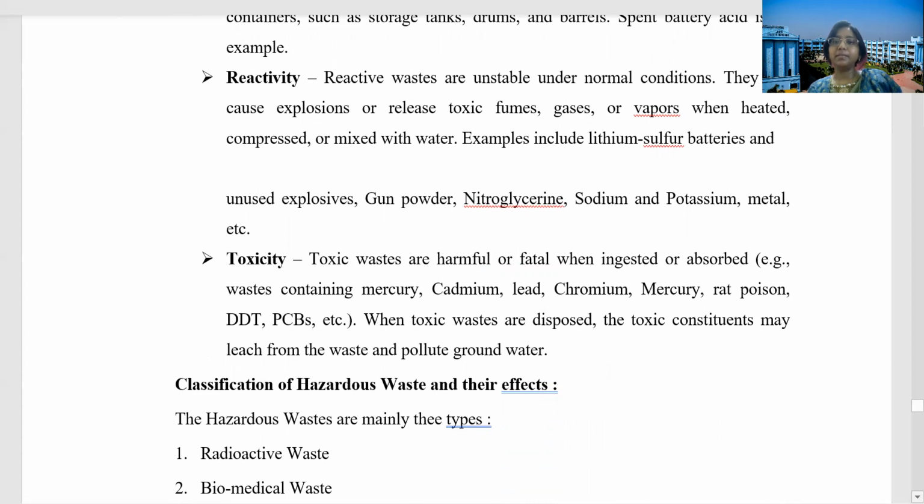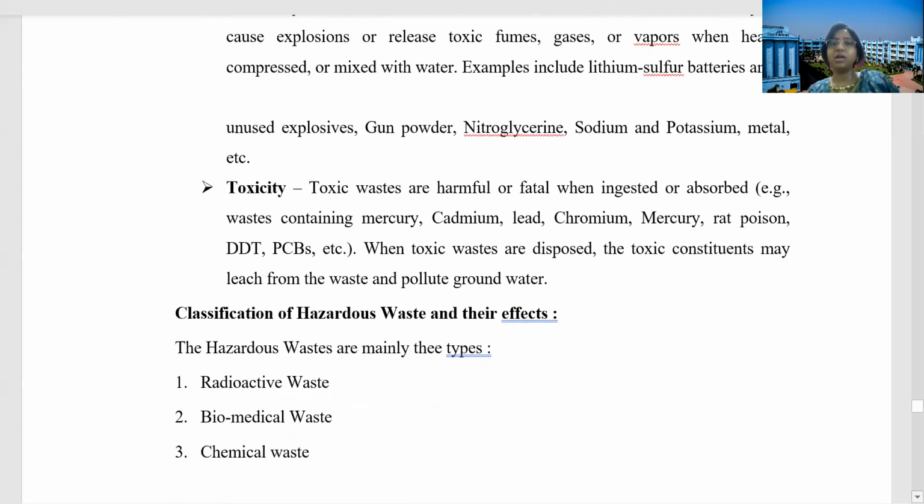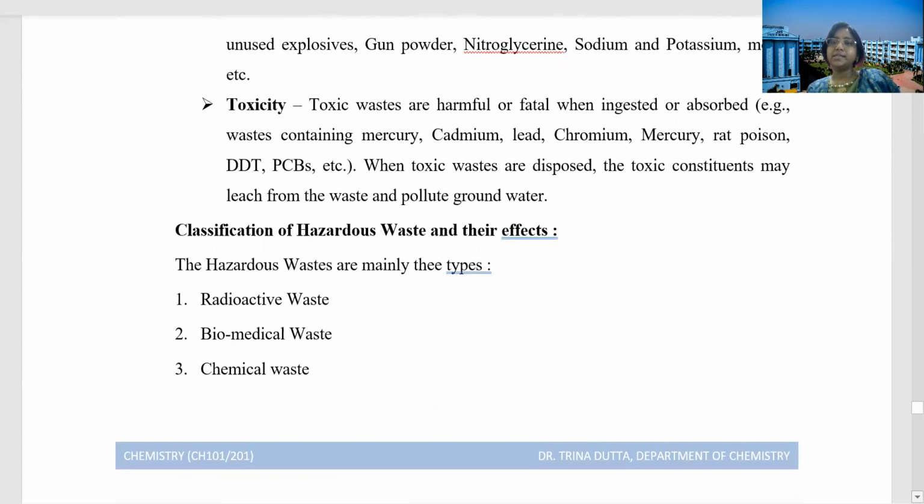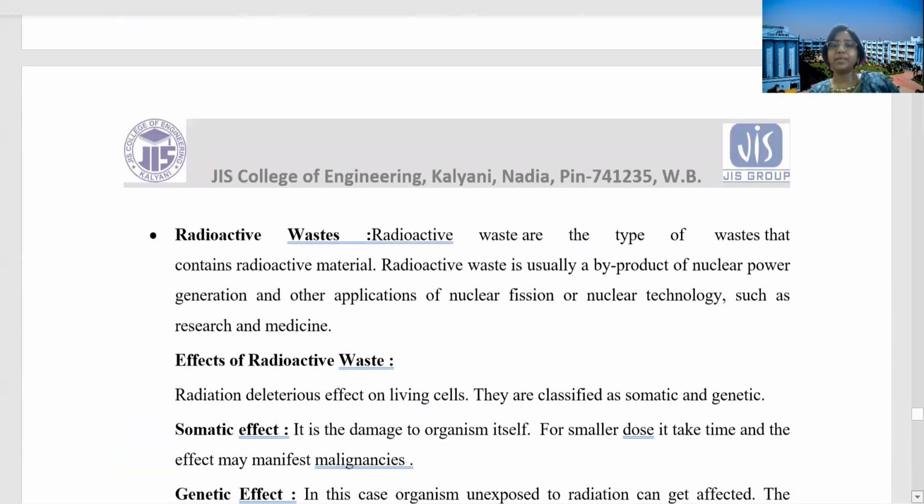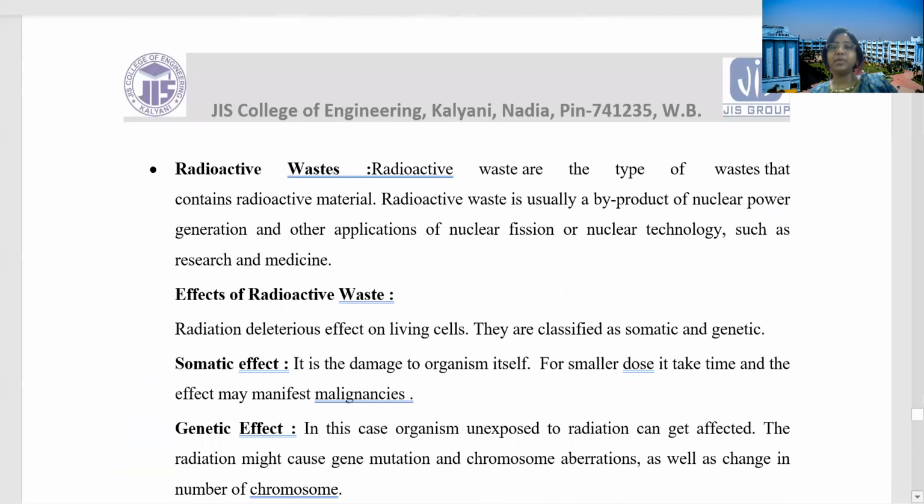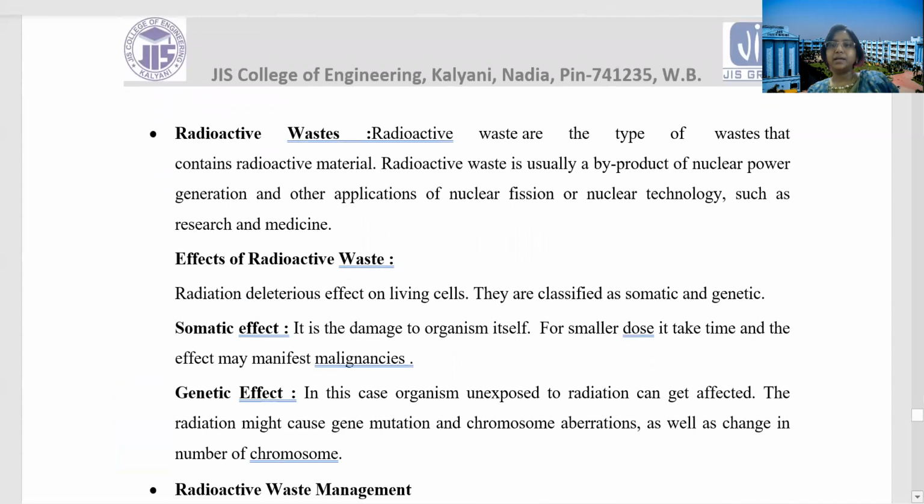Toxicity. Toxic materials like cadmium, lead, materials which contain lead batteries, cadmium, chromium, mercury, rat poison, DDT, PCBs, etc. All these are toxic materials. These hazardous wastes are classified into three parts: radioactive waste, biomedical waste, and chemical waste, which comes from the chemical industries. Radioactive waste is the type of waste that contains radioactive materials, like the byproduct of nuclear power generation and other applications of nuclear fission or nuclear technology, such as research and medicine.